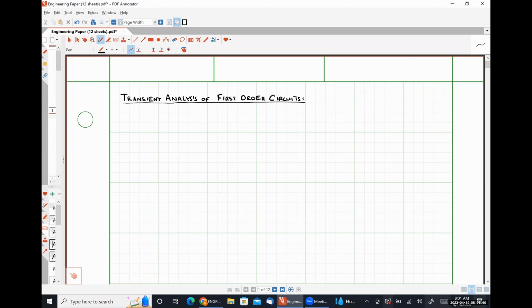Okay. So let's first talk about what a first order circuit is. A first order circuit is a circuit that contains a single equivalent energy storage element.